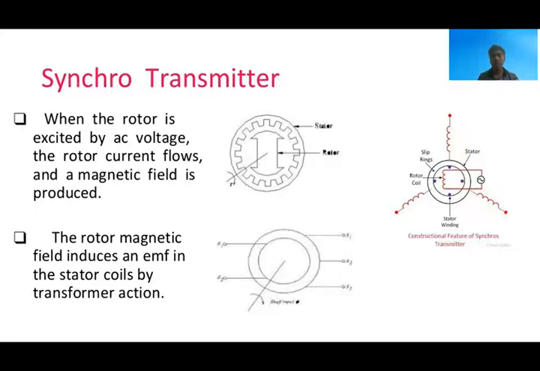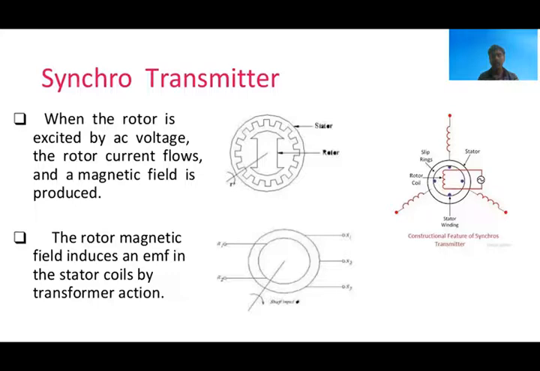The two ends of the rotor winding are terminated on two slip rings, and the single phase AC excitation is applied to the rotor. When the rotor is excited by the AC voltage, the rotor current flows and a magnetic field is induced. The rotor magnetic field induces an EMF in the stator coils by the transformer action. So here the rotor is acting as a primary winding and the stator is acting as the secondary winding. Therefore, when the excitation is applied to the rotor, that causes an EMF in the stator winding.